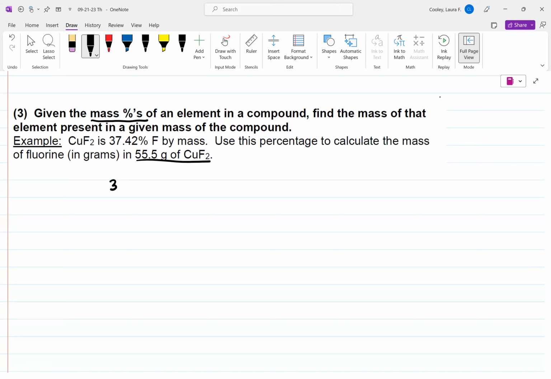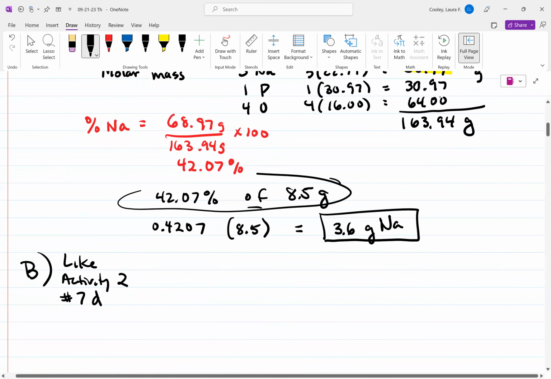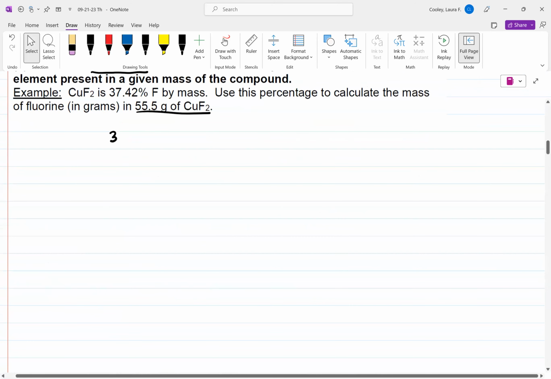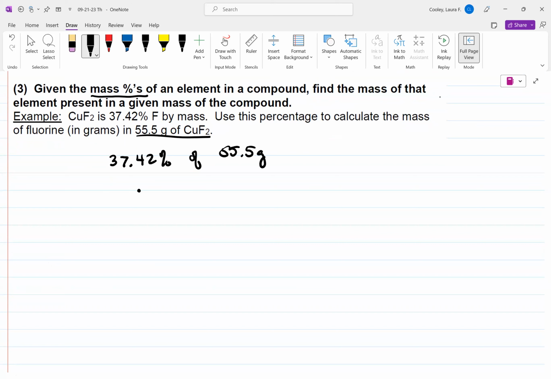So it's like the opposite. No, it's actually like the second half of this one here, where we took the percent. Yeah, it's not really the opposite. So 37.42% of 55.5 grams. So it's 0.3742 times 55.5. And so it comes out to 20.8. Okay, so that's that.